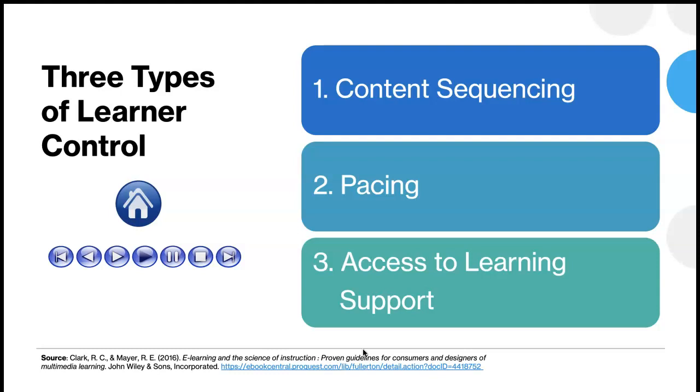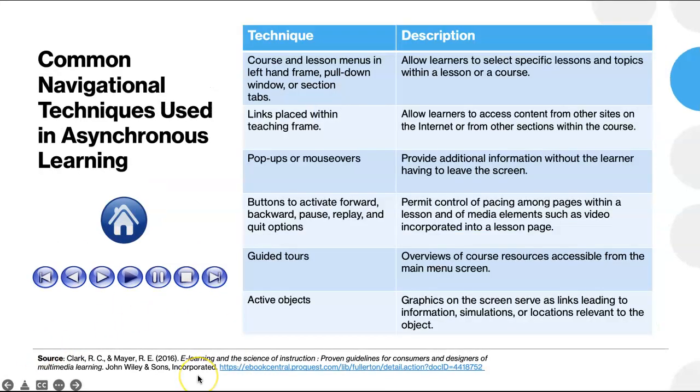The last type is access to learning support. Learners can choose or bypass instructional components of lessons such as practice exercises. Within a given lesson, navigation buttons, links, or tabs lead to course objectives, definitions, explanations, additional references, coaches, examples, help systems, or practice exercises. Now let's look at some common navigational techniques used in asynchronous learning.